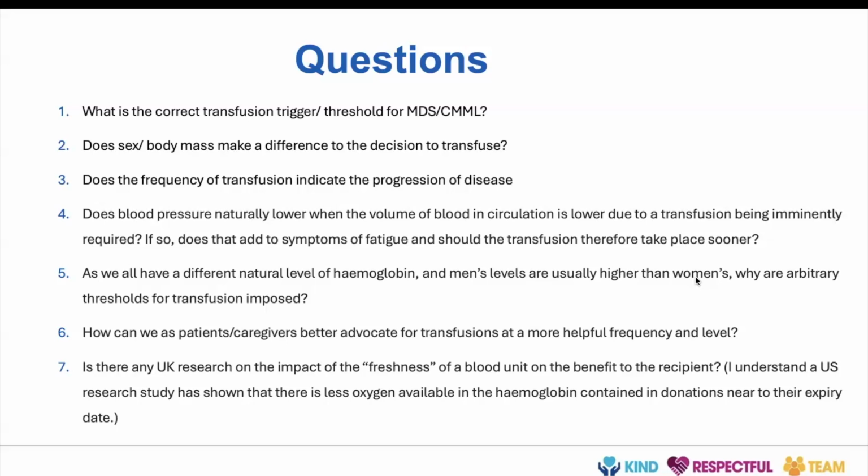And actually, a hemoglobin of 100 may be okay today, 80 might be okay tomorrow. It might be different, and it all depends on disease and disease progression and also the symptoms for you and what is working for you.